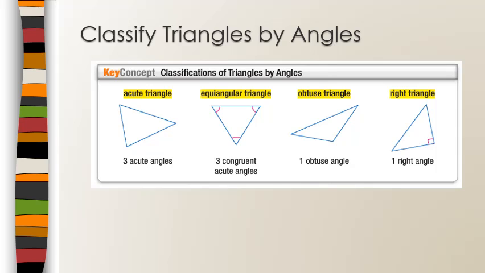And if it's an obtuse triangle, we've got one angle in the triangle that's going to be obtuse. And if it's a right triangle, then we're going to have one right angle, or one angle that measures 90 degrees.